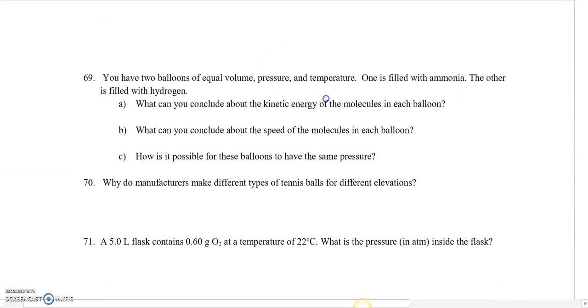Alright, next problem, number 69. If two balloons of equal volume, pressure, and temperature, one is filled with ammonia, which is NH3, the other is filled with hydrogen, which is H2. What can you conclude about the kinetic energy of the molecules in each balloon? Well, since they're at the same temperature, they have the same amount of kinetic energy. What can you conclude about the speed of the molecules in each balloon? Well, they have the same kinetic energy. However, H2 is much lighter than NH3, so the H2 molecules must be moving faster.